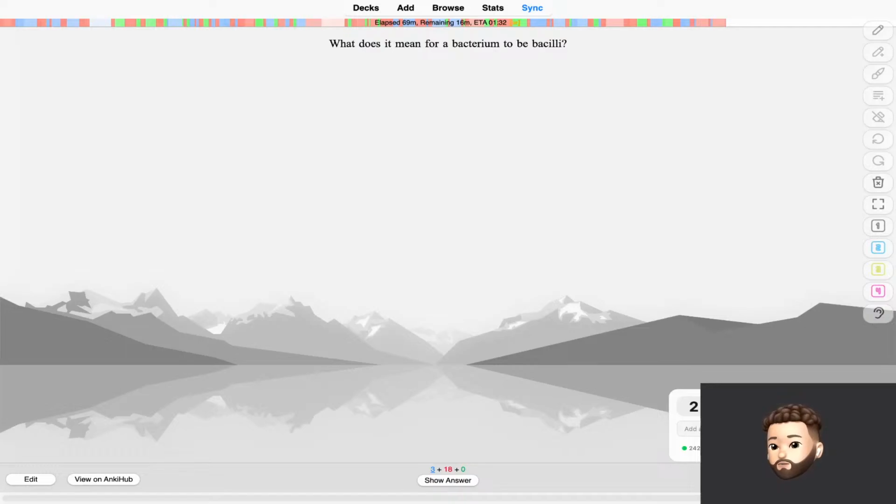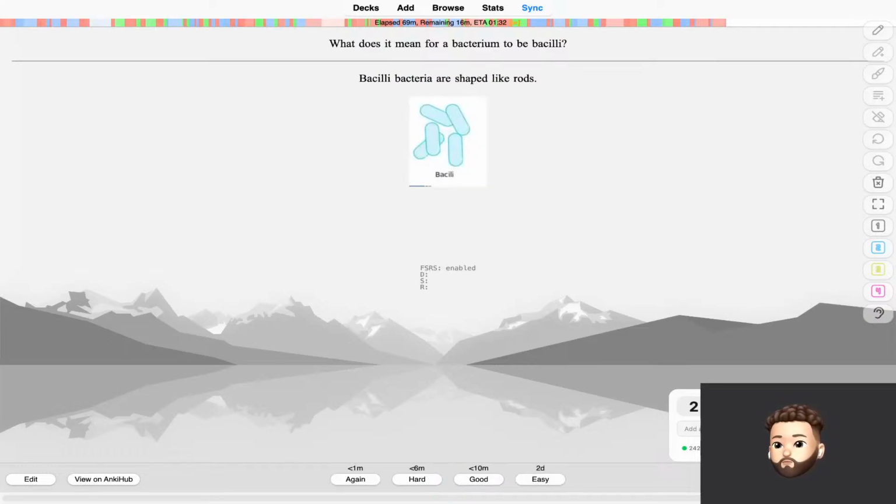This means bacilli. Yikes. I don't remember. Shaped like rods. Okay.